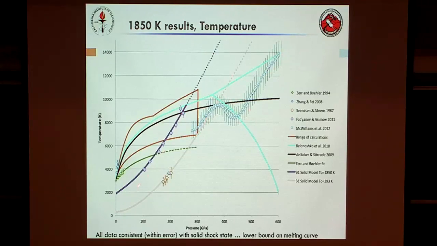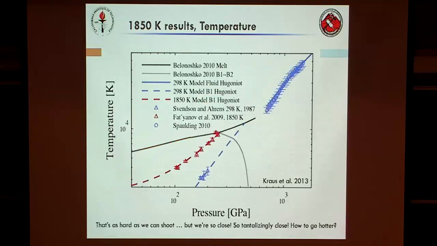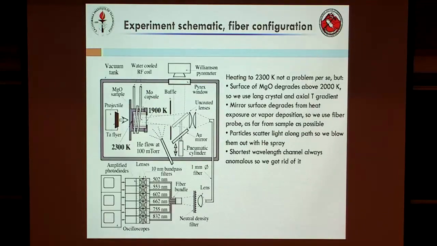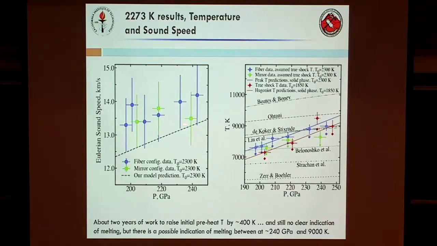So we shocked this as hard as we could from 1800 Kelvin initial temperature, and we didn't quite melt it. So we went through about 2 years of work to raise our preheat temperature by about 400 degrees, and it required a whole reconfiguration of the whole assembly, which I won't go through. In our new assembly, we get these blue points. These are temperatures coming up towards that model melting curve.